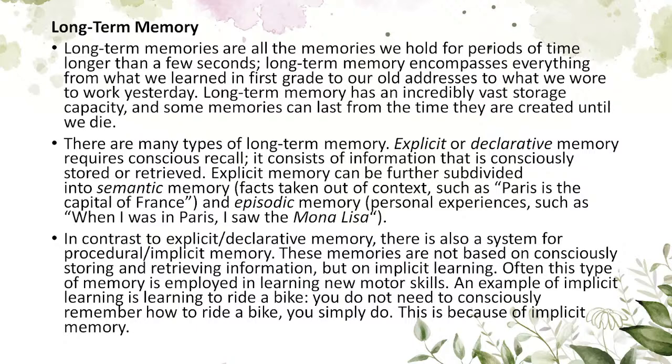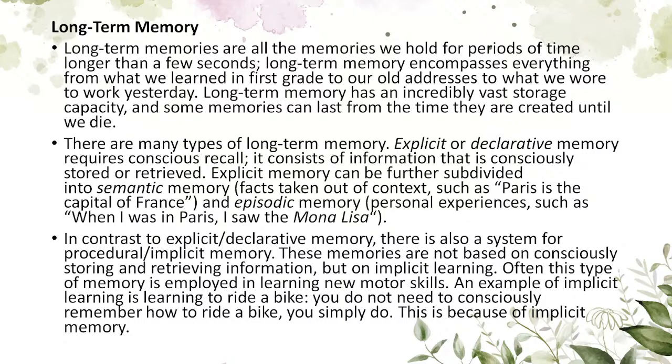In contrast to explicit or declarative memory, there is also a system for procedural or implicit memory. These memories are not based on consciously storing and retrieving information, but on implicit learning. Often this type of memory is employed in learning new motor skills. An example of implicit learning is learning to ride a bike. You do not need to consciously remember how to ride a bike. You simply do it. This is because of implicit memory.